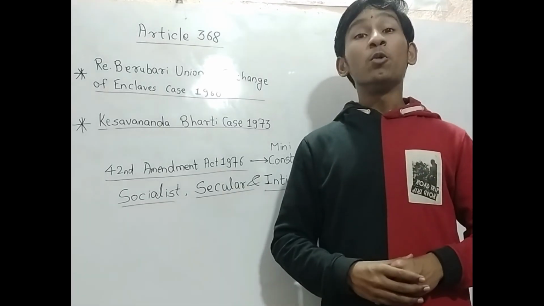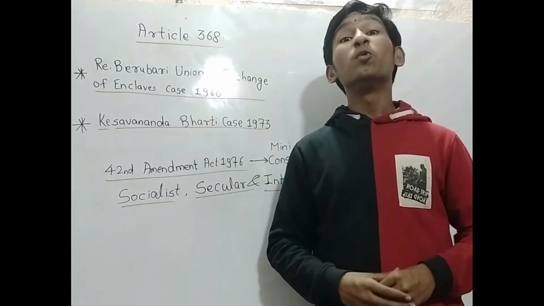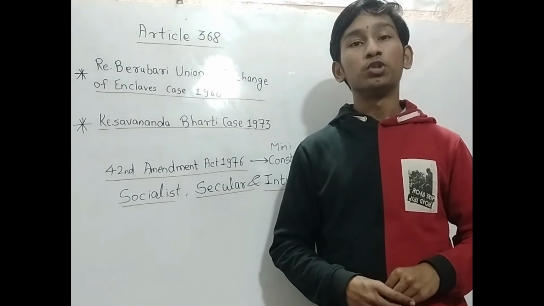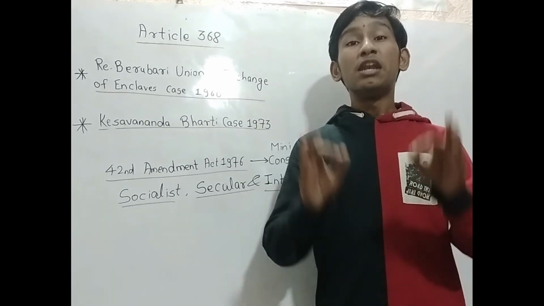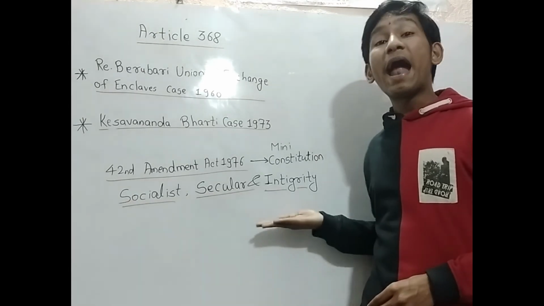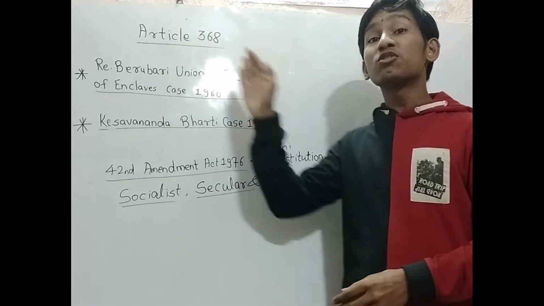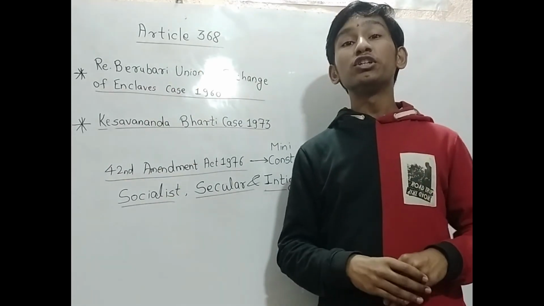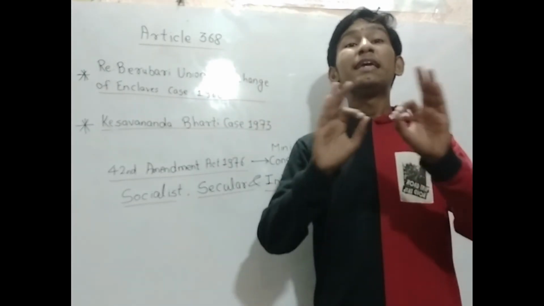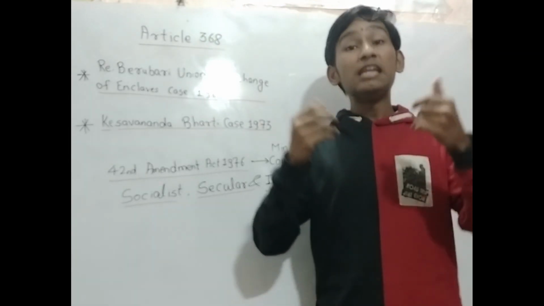But for the time being, we must take into consideration what was done with the Preamble in the 42nd Amendment Act. Three important words were added to the Indian Constitution, which clear its nature in more detail: socialist, secular, and integrity. Yes, socialist, secular, and integrity. These three words were added in 1976. And after that, the Preamble of the Indian Constitution has not been amended any further.